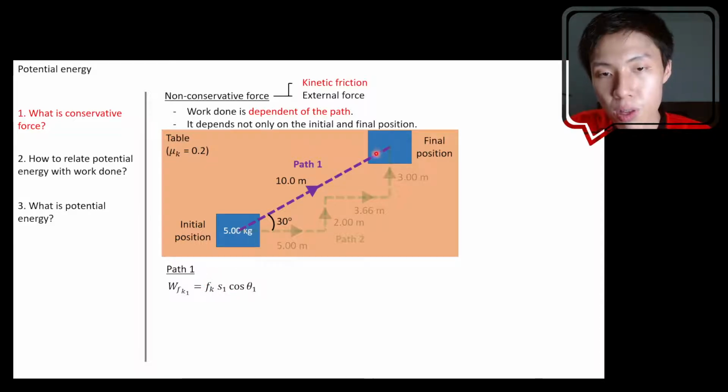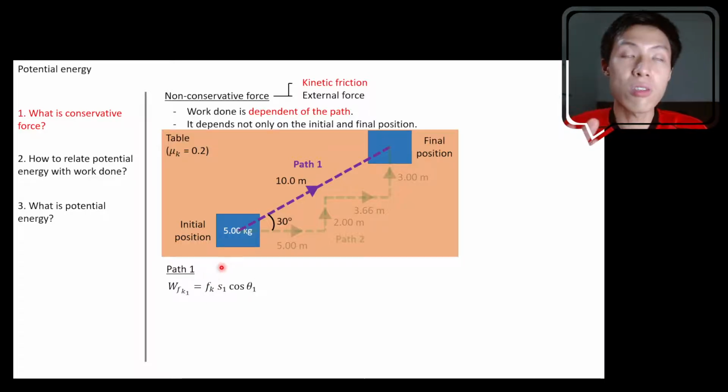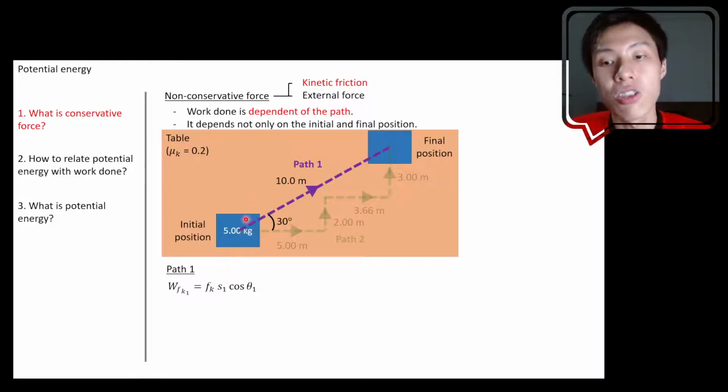For this path 1, we know that the displacement will be a vector connecting the initial position to the final position. Whereas the direction of kinetic friction, since we know that kinetic friction is always opposing the direction of sliding. Since the object is sliding in this direction on the table, the direction of kinetic friction will be opposite to this direction of sliding. Therefore, you should see these two are pointing in opposite directions, and therefore the angle between the kinetic friction and the displacement is 180 degrees.